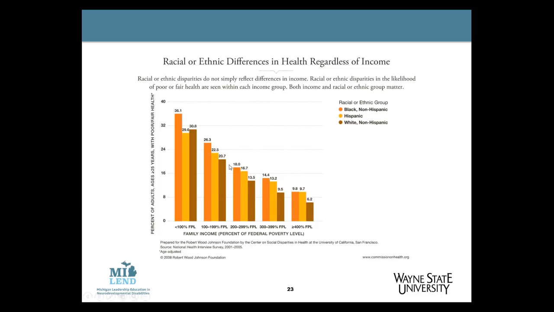However, what's interesting is that if we also look at how race and ethnicity influences this, we see that within each income category, whites have a better level of health than any of the other racial ethnic groups. So we see that increasing income results in fewer numbers with poor health, but even within a category, being black or Hispanic is going to be associated with having poorer health.